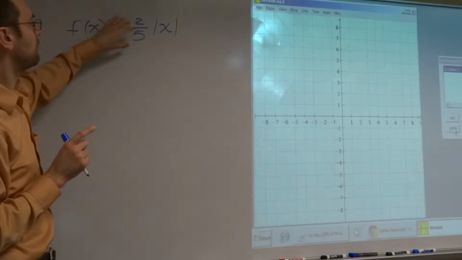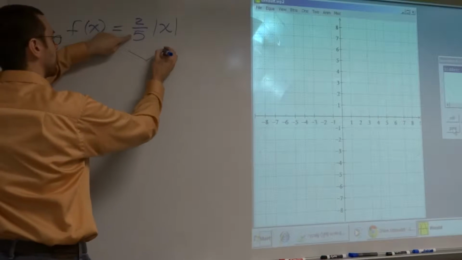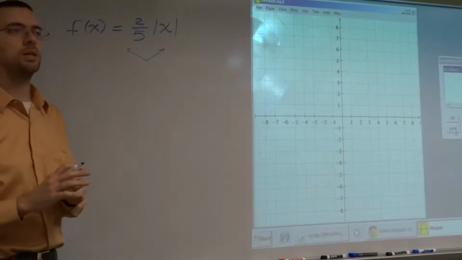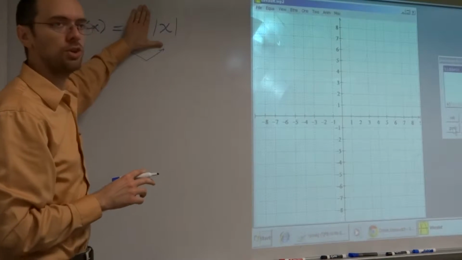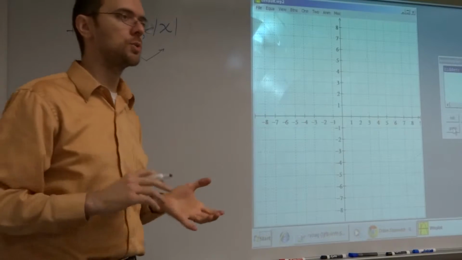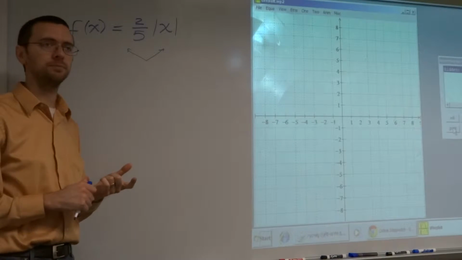Is this positive or negative? That is positive, so we know we're going to be opening up. Now you have to compare the 2/5 to 1, because you know the V shape, right? Is that 2/5 larger or smaller than 1? It's less than 1, so what do we say about that?